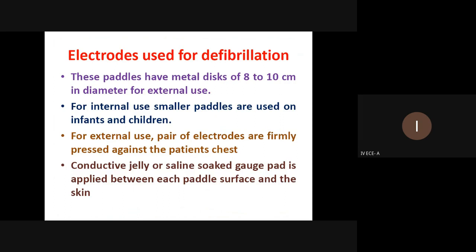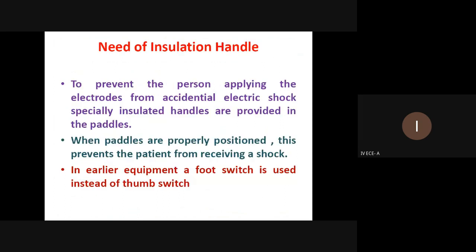For internal use, smaller paddles are used on infants and children. For external use, a pair of electrodes is firmly pressed against the patient's chest. Conductive gel or saline-soaked gauze pad is applied between each paddle surface and the skin.